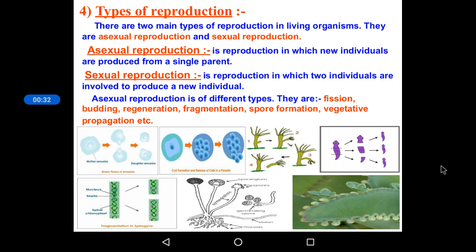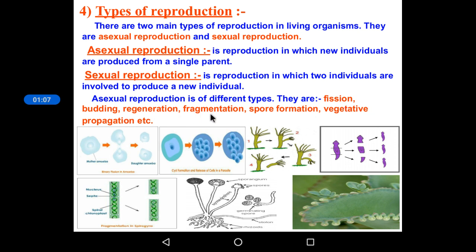What is sexual reproduction? It is a reproduction in which two individuals are involved to produce a new individual. That means fusion of male and female. So here in this chapter we are going to study in detail about asexual and sexual reproduction. Now we will discuss asexual reproduction and its types in detail. You may be familiar with these terms, which you have already studied in your lower classes.